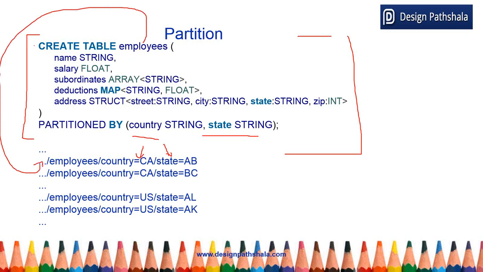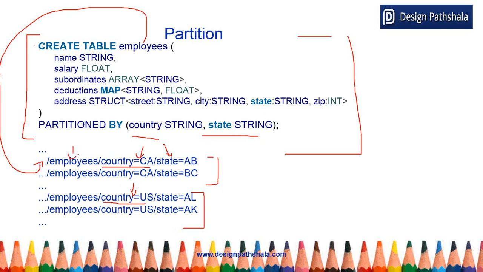There are separate directories created inside employees. For country CA, the directory would be something like country=CA, and inside CA there are a lot of directories created for each state of Canada. Similarly, there is a directory country=US inside employees for the US, and inside US there are different directories for each state, and so on. So this is what the default structure of partitions in Hive looks like. The table is pointing to this employees directory.